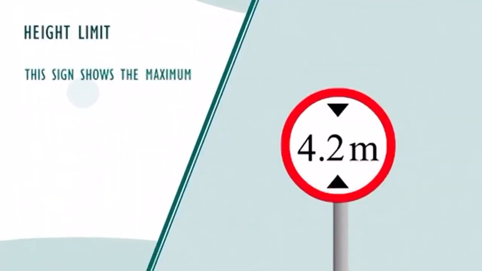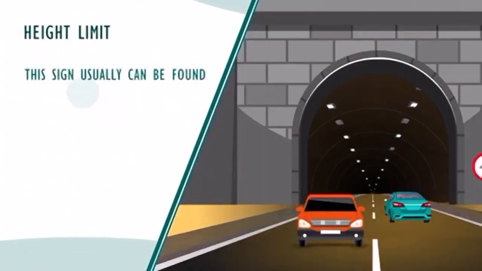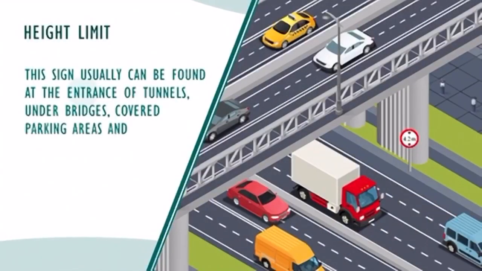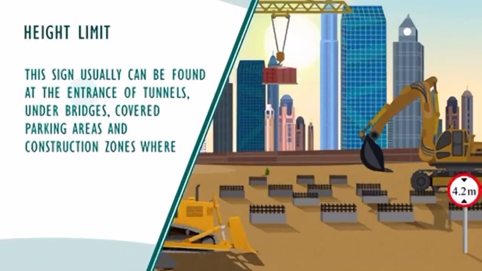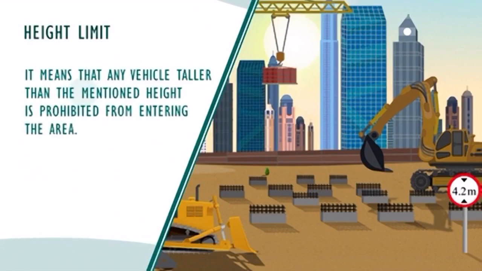This sign shows the maximum height limit allowed on the road structure ahead. This sign usually can be found at the entrance of tunnels, under bridges, covered parking areas, and construction zones where the ground clearance is not very high. It means that any vehicle taller than the mentioned height is prohibited from entering the area.